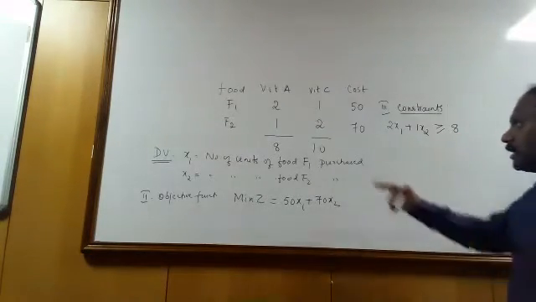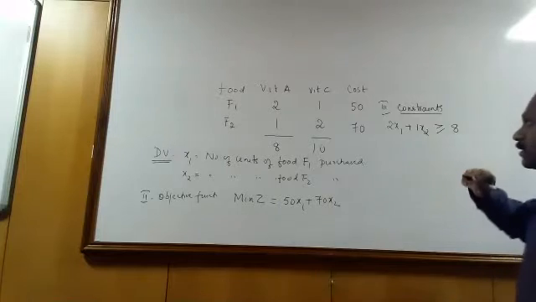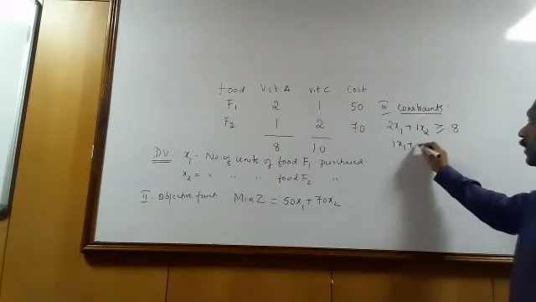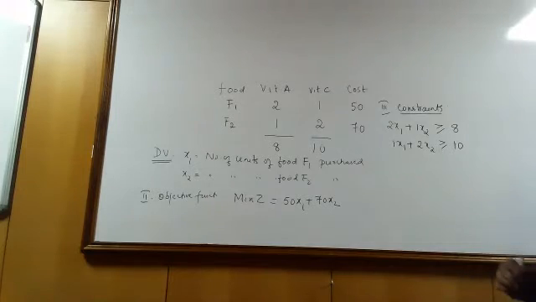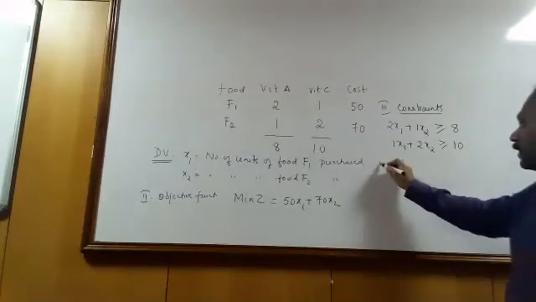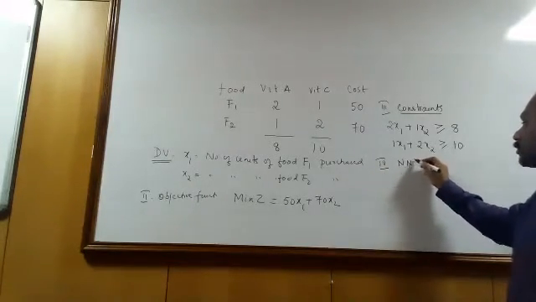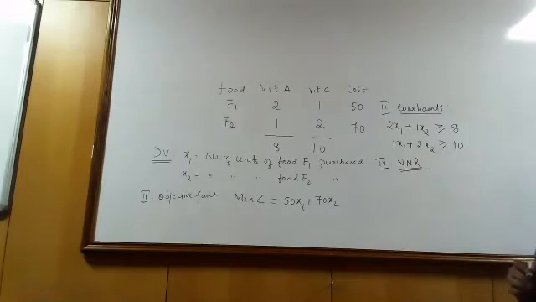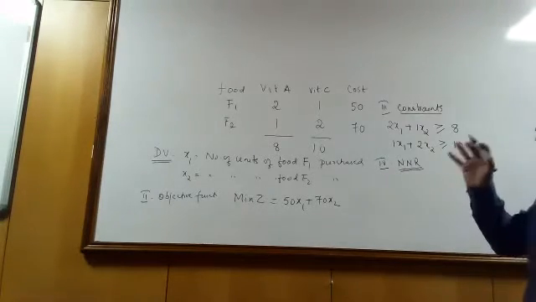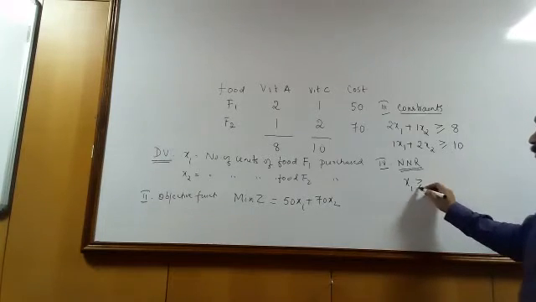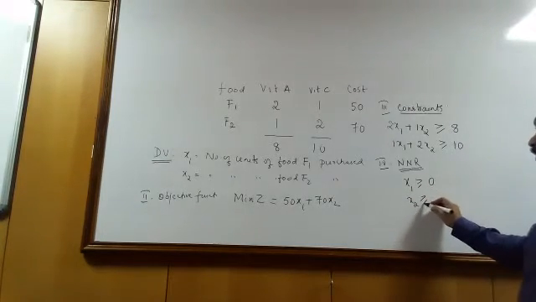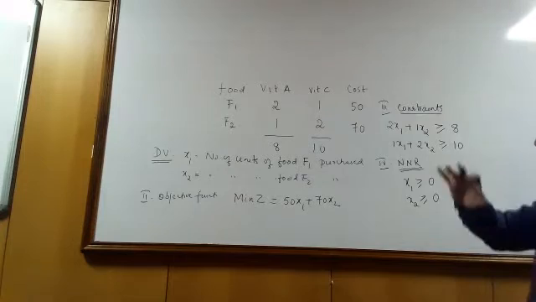In similar lines, I have to write the second constraint also. What does it become now? 1x1 plus 2x2 is greater than or equal to 10. Now you can see both the constraints are written. And finally, the last step is non-negative restrictions. I've told you very clearly, it's a dummy step. We are just declaring that both the variables considered in the problem are positive. So the two conditions are x1 is greater than or equal to 0 and x2 is greater than or equal to 0. So this completes the first step.